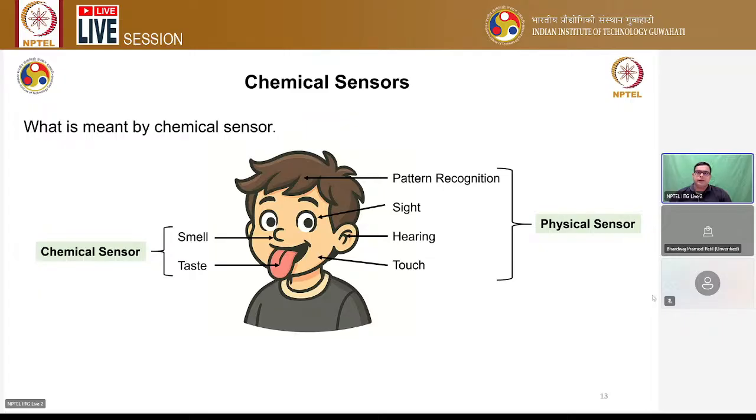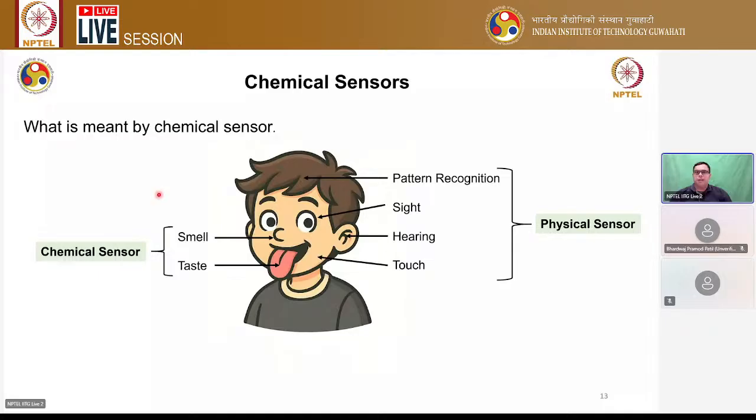If your sensor is detecting certain chemical species or chemical analyte, the sensor is simply called a chemical sensor. There are different parts of this chemical sensor we'll see, but if it is measuring certain physical parameters like touch, sight or hearing, these are all physical sensors. Of course, these are all inspired by nature only.